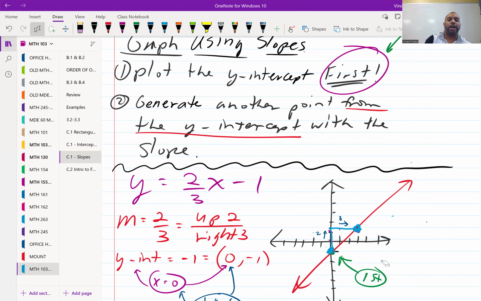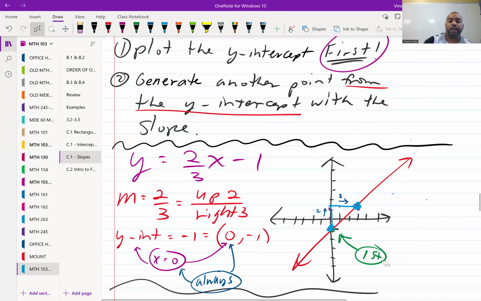All right, so we have y equal to 2/3 x minus 1. We're going to go ahead and implement that process and see if it works for us. The equation's already solved for y, so it's already in slope intercept form. The number in front of x, 2/3, is our slope. The -1 is our y-intercept.